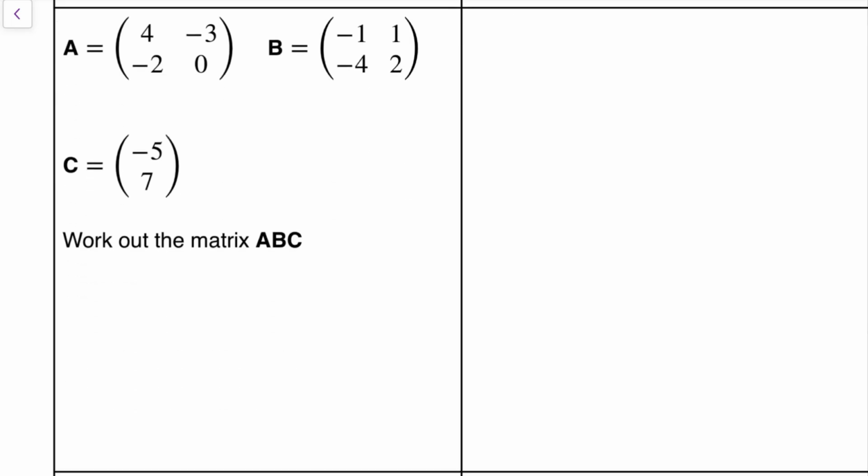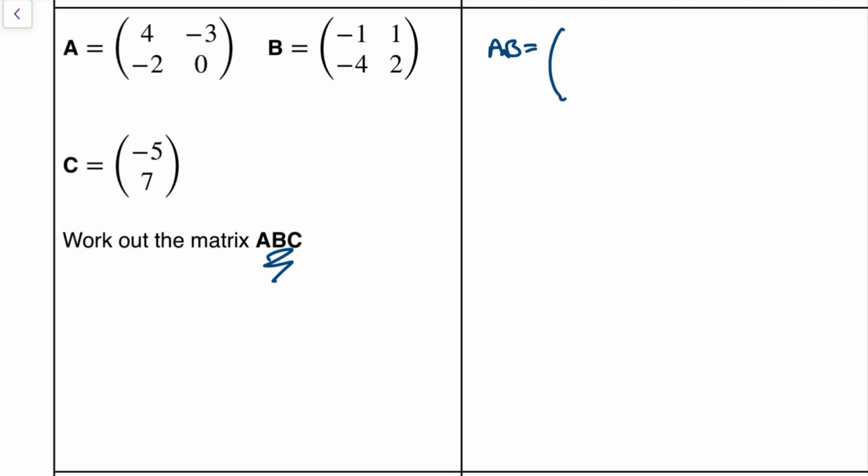Question done. Next question. A times B times C. In other words, I'm looking to do this. Now, there is a quicker way and a slightly slower way, depending on which way you do it. So you could either do the 2 by 2 matrices first, or you do the 4 and the 2, which gives you a 2, and therefore that falls out. I'm just going to do A times B. I'm just going to do them in order.